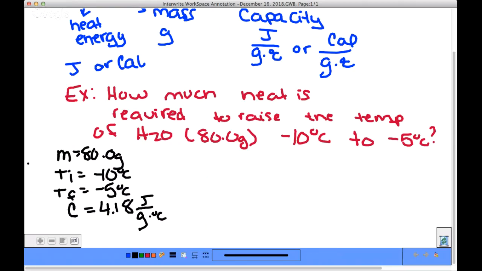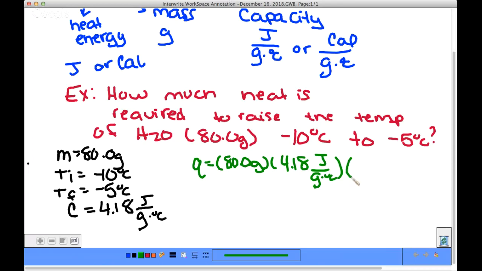Once we know all of our variables, we can plug them into our equation. So we have Q equals our mass times our heat capacity, and then our change in temperature: final minus 5 degrees Celsius minus a negative 10 degrees Celsius. Notice that negative, which will end up being 5 degrees Celsius. And you can also see that my units will cancel out.